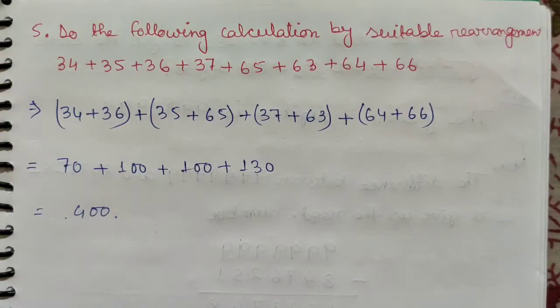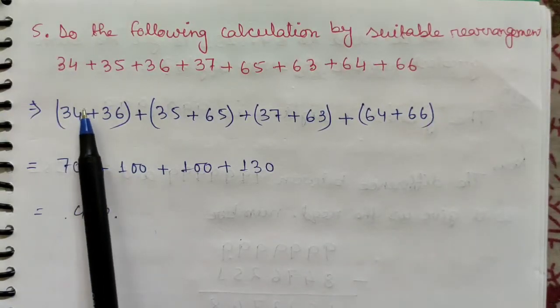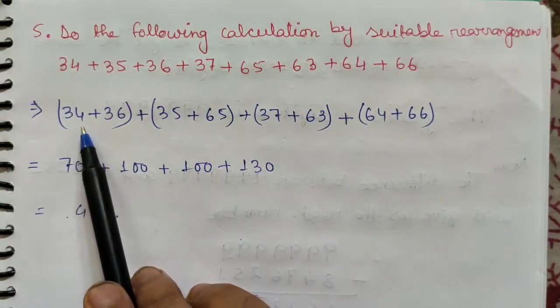Roman number 3 you can solve yourself. If you can't, you can ask me. So now we'll move to question number 5. Here also same thing. What we have to find? Do the following calculations by suitable rearrangement. So what we have done? Suitable arrangement, right?